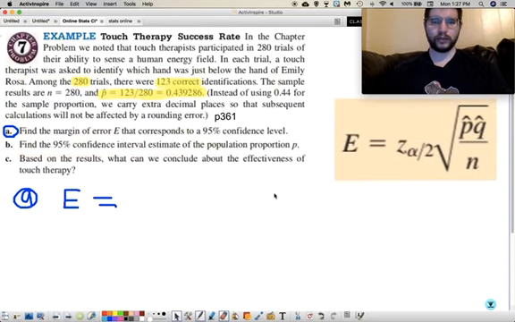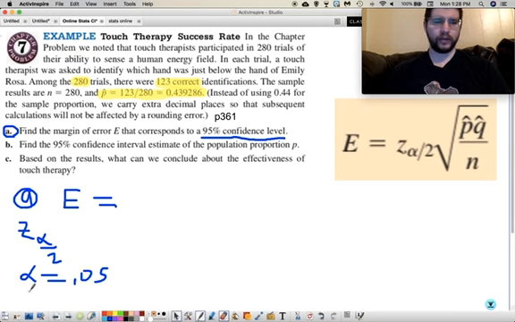Before I just start plugging in numbers, I'm going to write down my variables. So I need to find z of alpha over 2. I'll look that up in a second. To do that, I need alpha, it's 95% confidence, which means alpha is 0.05.